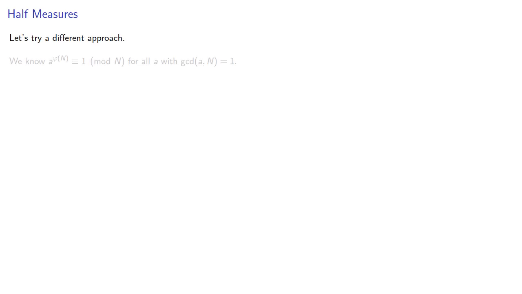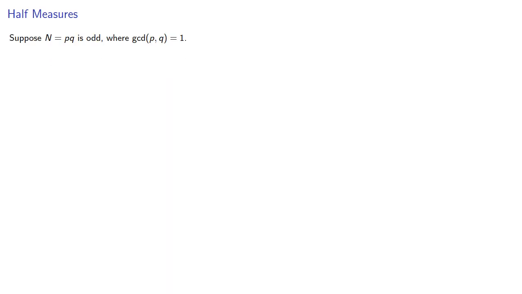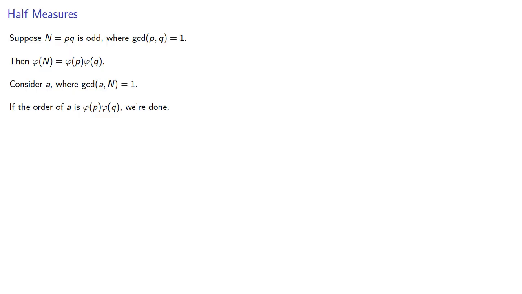So we know that a to the phi of n is always going to be congruent to 1 mod n for all a with the greatest common divisor of a and n equal to 1. Now, if n is odd, then phi of n is guaranteed to be even, and so phi of n divided by 2 could be the order of a. So let's check it out. Suppose n equals pq is odd, where the greatest common divisor of our two factors is 1. Then phi of n will just be phi of p times phi of q. And let's consider a, where the greatest common divisor of a and n is 1. So if the order of a is this product, we're done.